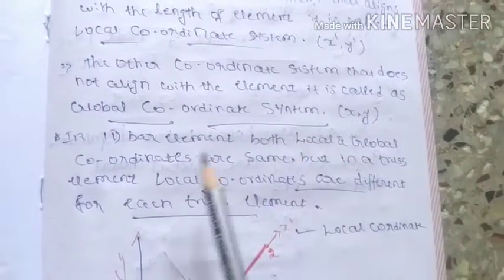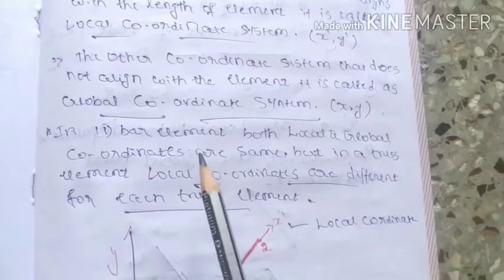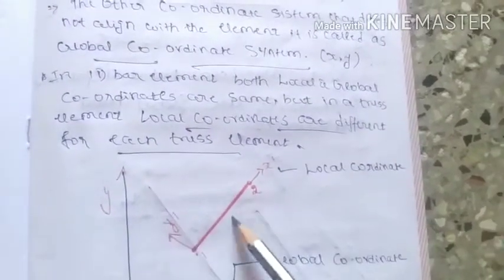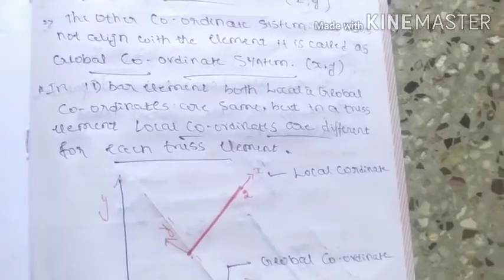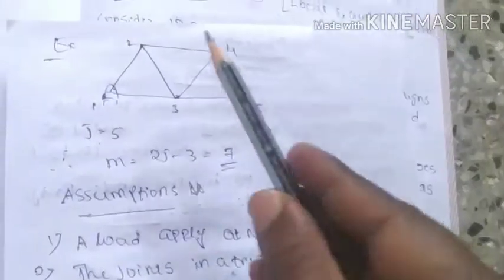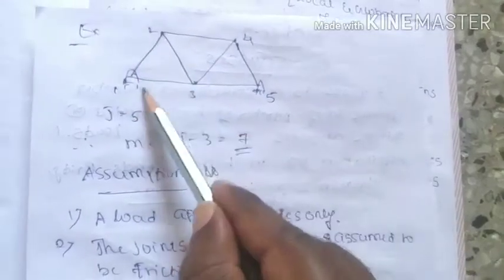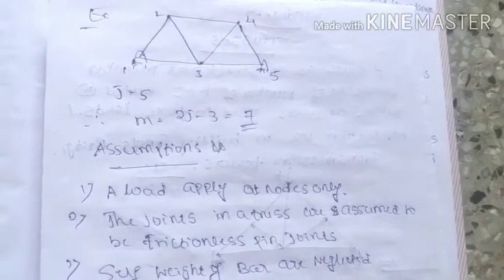In a 1D bar element both local and global coordinates are the same, but in the case of truss elements, local coordinates are different for each element. This is very important. Why? Because in a bar we take only one single bar, right? So everywhere the local as well as global is the same, but in the case of trusses it is not the same. Because for each element it is a different local coordinate. You can see here the orientation is different. Here an oblique, inclined one, here a horizontal one, some maybe vertical. Therefore the orientation differs in the local coordinate system.